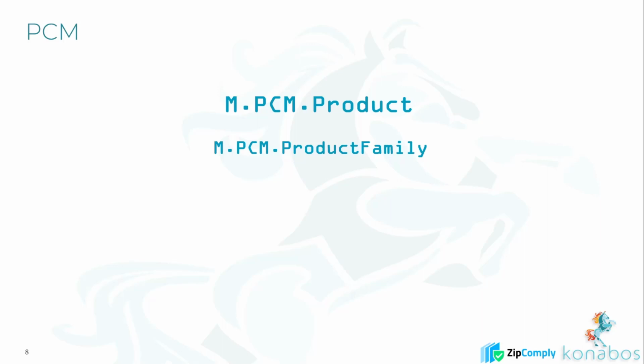So for PCM, we'll be mainly dealing with m.pcm.product and m.pcm.product family. I also deal with taxonomy, which we dealt with in our previous video when we were uploading the DAM content for the asset. We had a taxonomy which created the taxonomy items if they didn't exist, and it tagged it to the asset itself. One of the other things, the upcoming video will deal with the CMP, so look out for that. So these are the two main things we'll be dealing with.